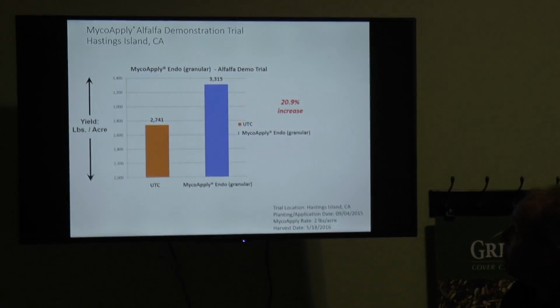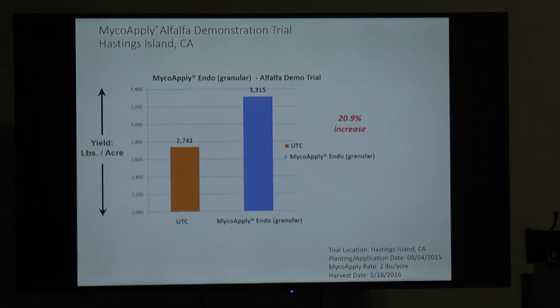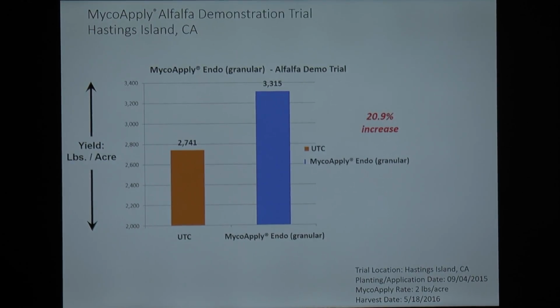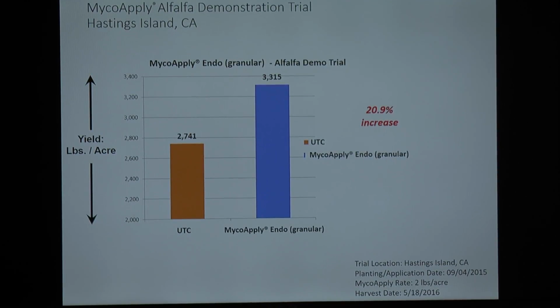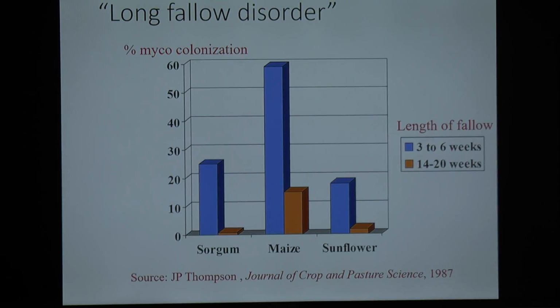This measured the yield increase on alfalfa. This is alfalfa in California. Look at this, 21% increase by inoculating with mycorrhizal fungi. Okay. Now, you say, well, if this stuff's so great, wait a minute, this stuff occurs naturally. Don't we already have this stuff?